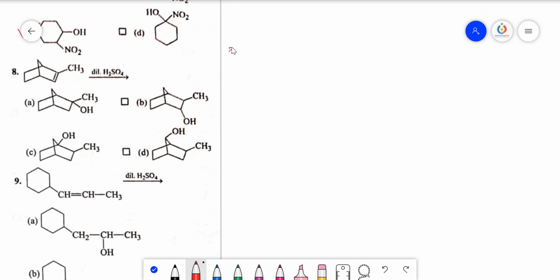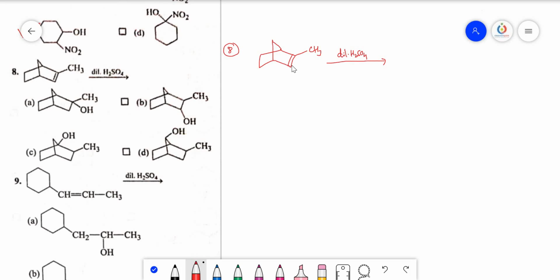Let's solve question number 8. So this is a norbornene molecule, the shape is like that, a methyl group is present, and this molecule is unstable. Now let us take the dilute H2SO4. Why did I say this is unstable? Because these particular bridge hydrogens do not participate in hyperconjugation, so that makes this alkene molecule more unstable.